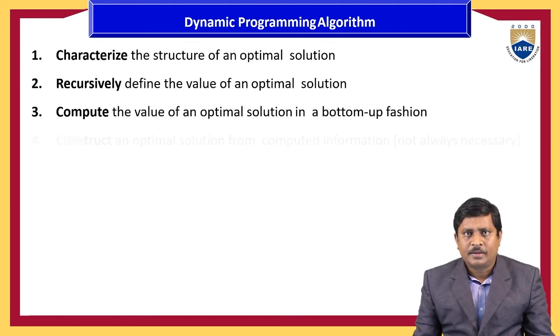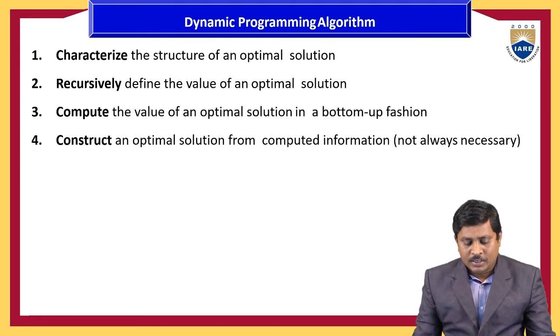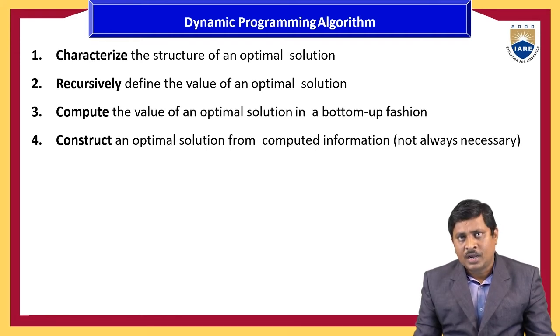Next, dynamic programming characteristics. First, we characterize the structure of an optimal solution. Then, recursively define the value of an optimal solution. Recursively defining the value means we recursively call the function, solve the subproblem, and find the solution of that problem.